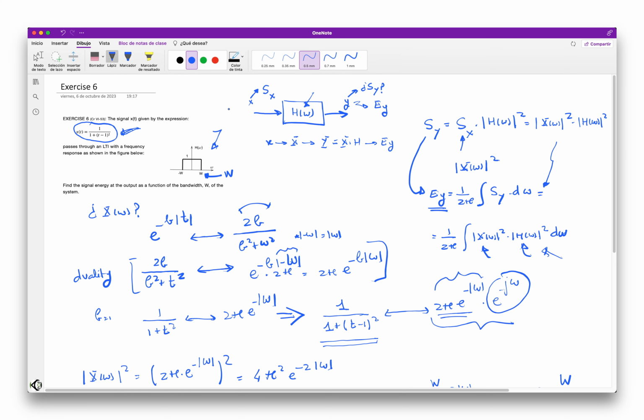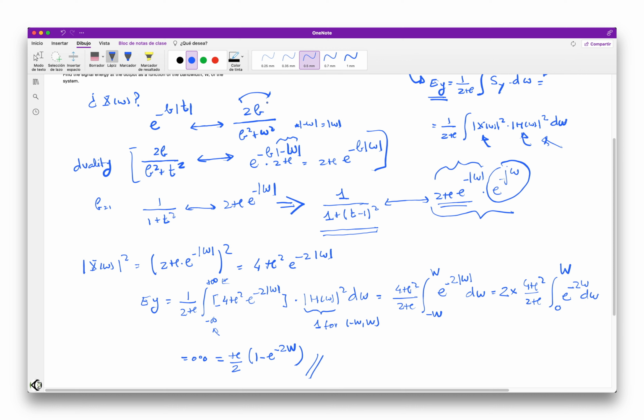So recapping a bit, the important topic that we have learned here is that we can calculate the energy spectral density of the output as the energy spectral density of the input times the square of the modulus of the frequency response. So that's the first important topic that allows us to calculate the energy at the output. And then the other important topic that we have learned is that by using this pair of transforms, we use duality, and we get the transform that we need to calculate the Fourier transform of our signal.